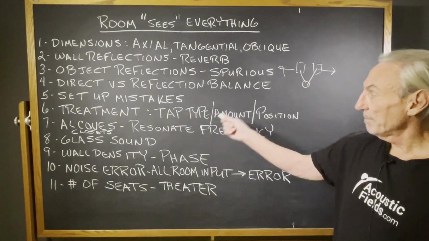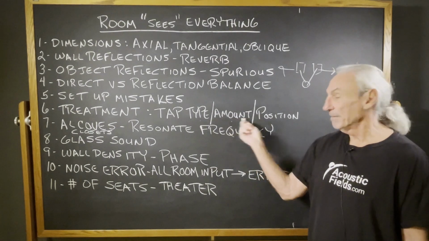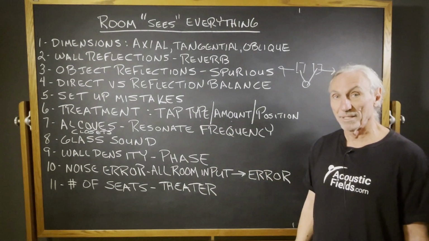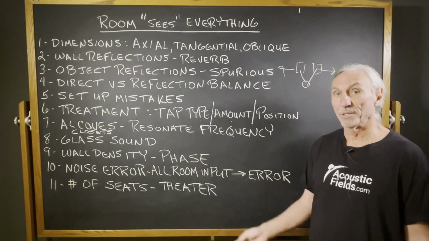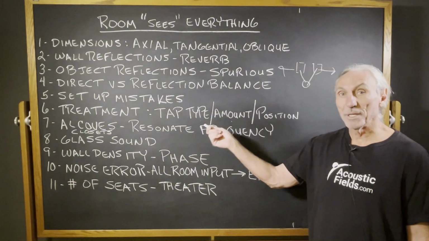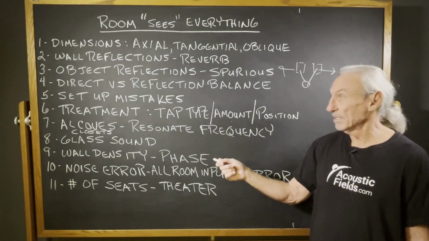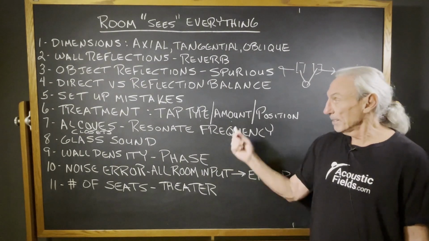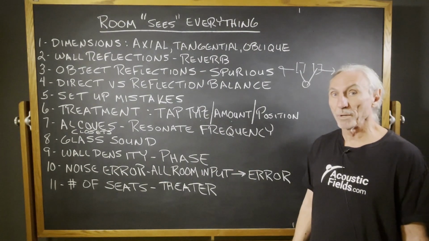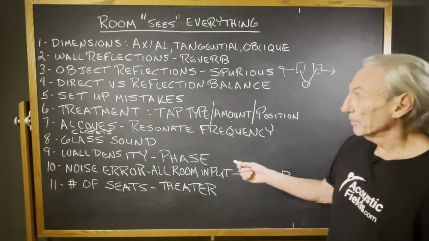Treatment. Type, amount, position. See this all the time. Wrong type, not enough of it, and in the wrong place. Well, the room sees that. It's going to react accordingly. You know, whatever treatment you put in there, that treatment type, if it's working as it's supposed to, which most of it doesn't, only about 10 or 15% of the nonsense on the internet works as it's described to be. I don't ever understand that, but that's the way it goes.